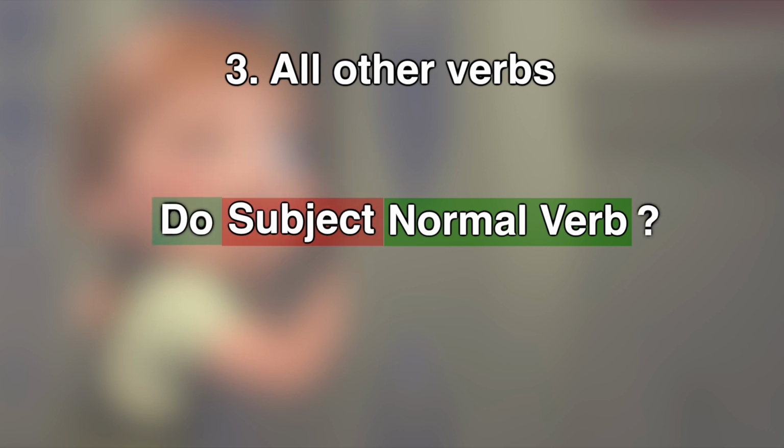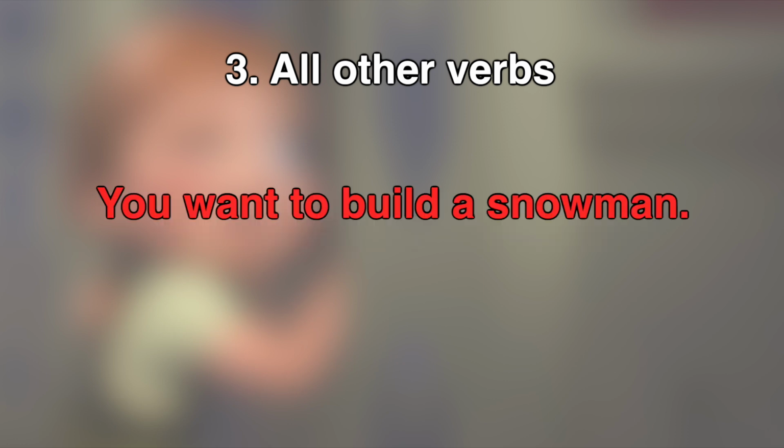So let's take a simple sentence like this. You want to build a snowman. Now the verb want is all by itself there with no other verbs to keep it company. So let's add the word do. Now this is still a correct sentence in the English language, and we can treat it just like any other sentence that has two verbs.